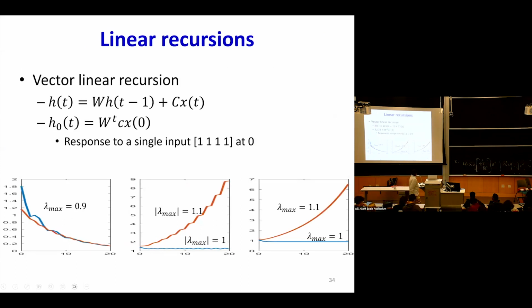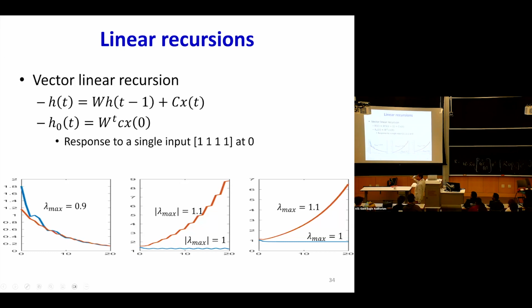Here's some linear recursion. I just ran some simulations on h_t equals W times h_{t-1} for a single input of all ones. On the left, you can see what happens when the largest eigenvalue is 0.9. You can see that it trails down. There are two different lambda values. In the second case, the largest eigenvalue is 1. I have two curves: one where the largest eigenvalue is 1, the other where it's slightly greater than 1, and the third is the same.